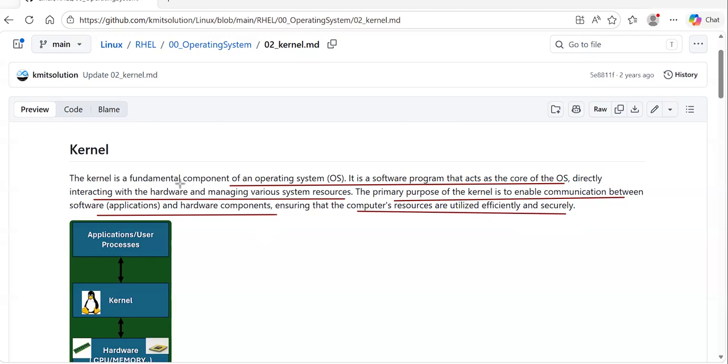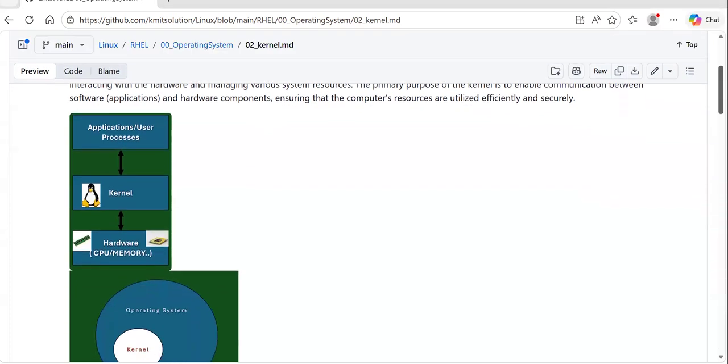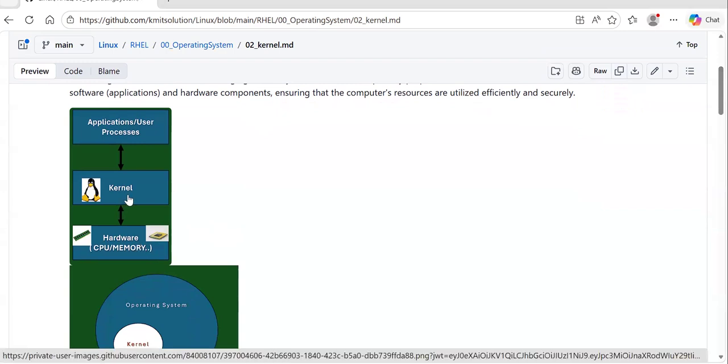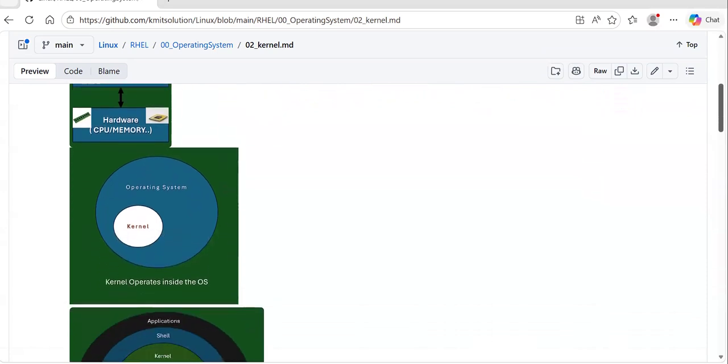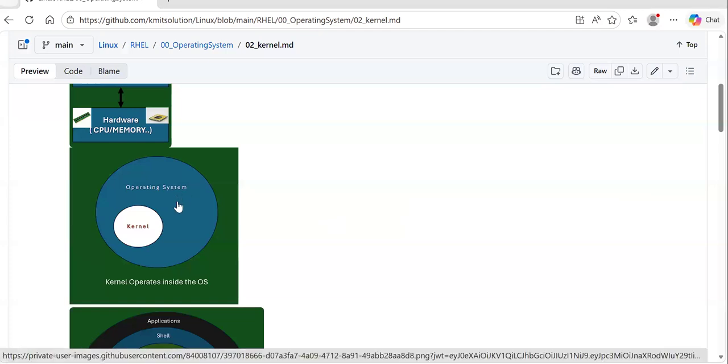Now let me show you one diagram. It will give a clearer understanding about the kernel. Here you can see we have the hardware. On top of that, we have kernel. And on top of that, my application or user processes are running. Now, if we talk about where this kernel is residing inside the operating system, the operating system is on top of the kernel.